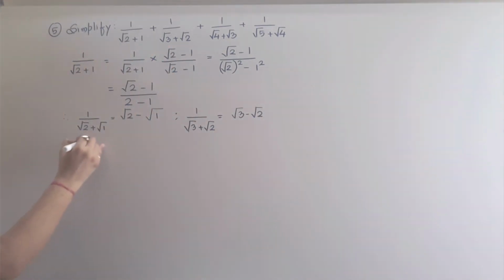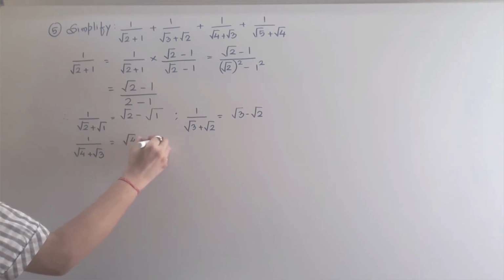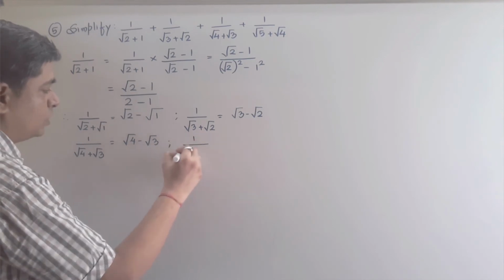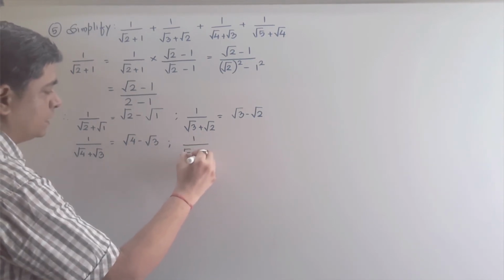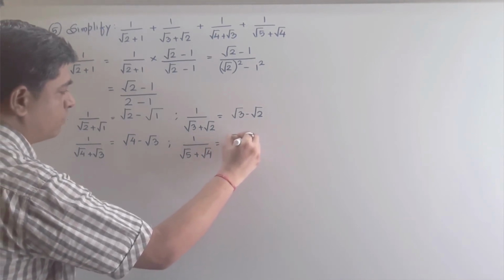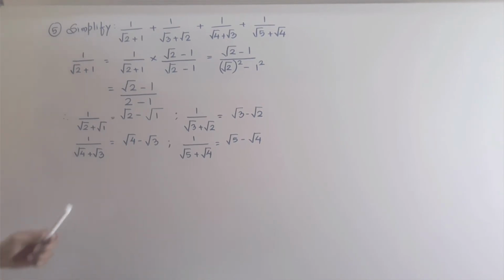Similarly, what can be the value of 1 upon under root of 4 plus under root of 3? Same term write down, change the sign. So root of 4 minus root of 3. And the last term is 1 upon under root of 5 plus under root of 4. It will be equal to root of 5 minus root of 4. So see, one term shows the way, the pattern, and that we can apply on all the other terms. Now this all value, let me put in the whole expression.